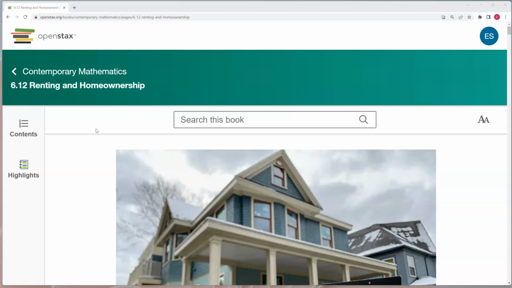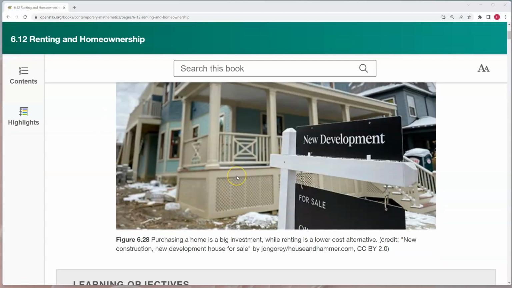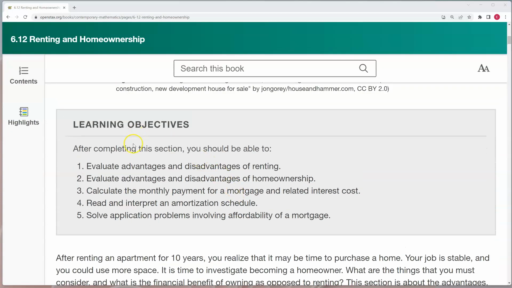In this video, I'm going to briefly talk about section 6.12, which is renting and homeownership. I'm going to only hit some highlights in this particular section because most of the math is the exact same formulas that you've used in the past sections. But let's go ahead and review the learning objectives for this section, and then I will jump to the actual examples that I want to look at for this video.